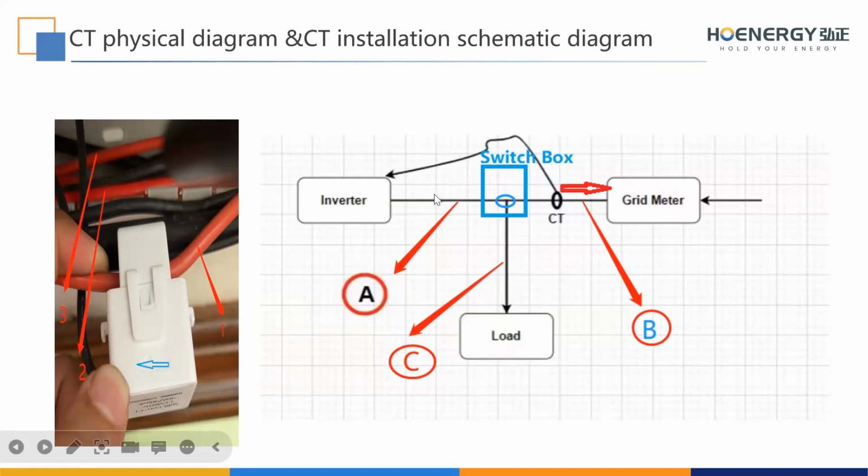There is a position A, position B, and position C. Make sure that our CT is placed in position B. It is installed between the switch box and the grid meter. And don't forget, the arrow should point to the grid meter, because the CT detects the current from the home load. So the CT installed here can detect all the home load current.